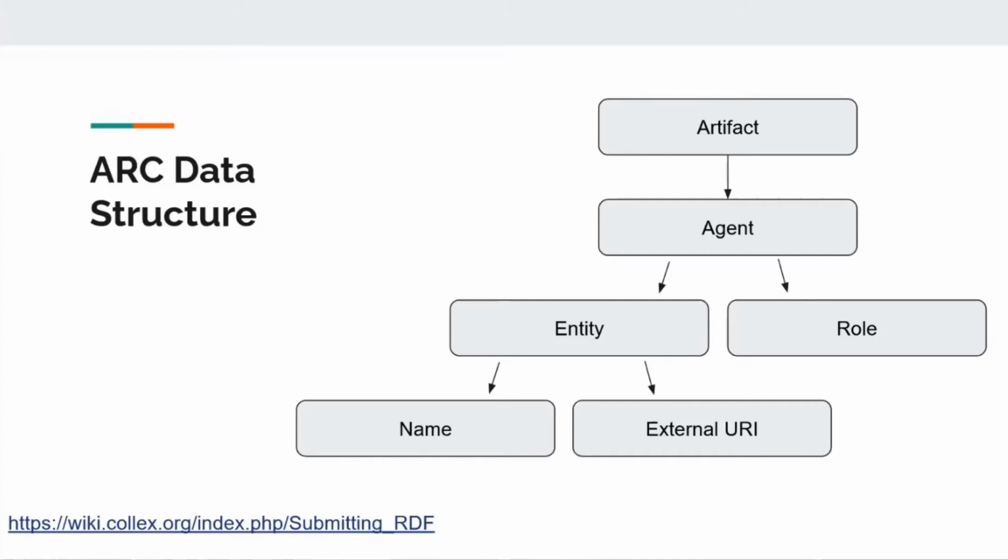Here, you can see a very simplified version of ARC's data structure, at least the part that is relevant to my discussion. All of the data within ARC can be linked to one or more artifacts. An artifact is the individual item being cataloged, whether that be a book, a letter, an engraving, a piece of music, etc.